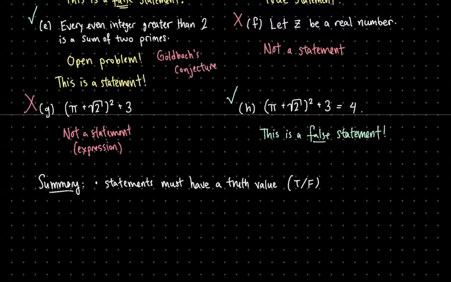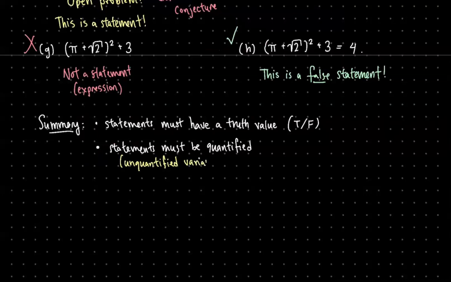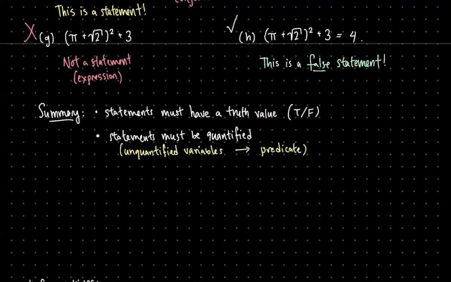Okay. Another thing is statements must be quantified. Or let me write it like this. Yeah, statements must be quantified. And then I'll say that an unquantified statement is known as a predicate. So if a statement has unquantified variables, then it's not a statement actually, it's a predicate. I think this is basically everything we learned from this example.